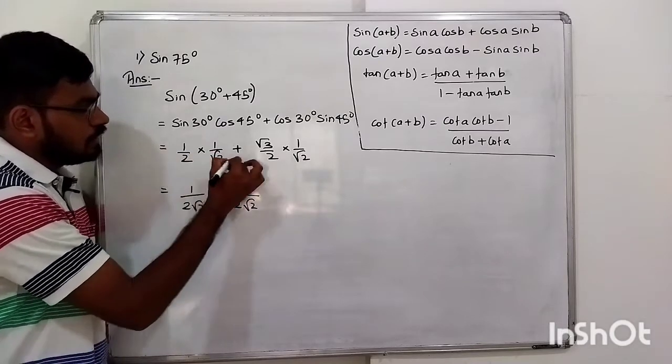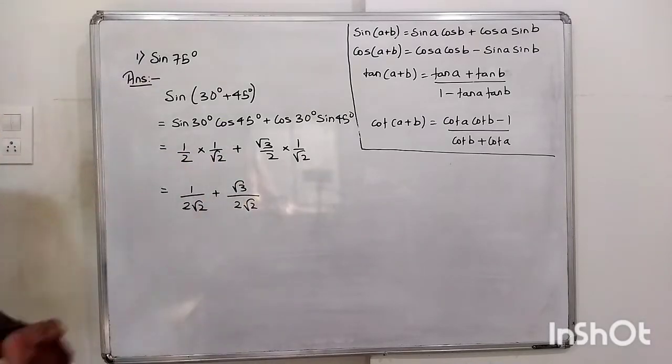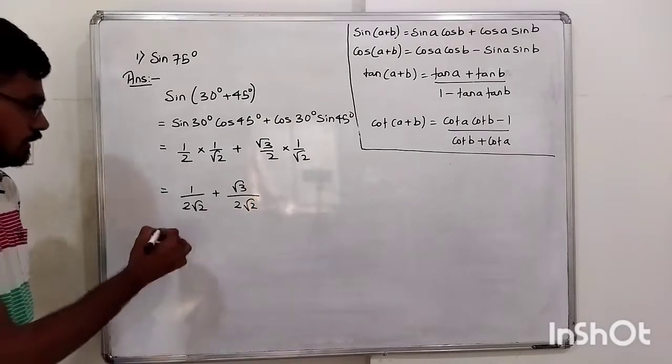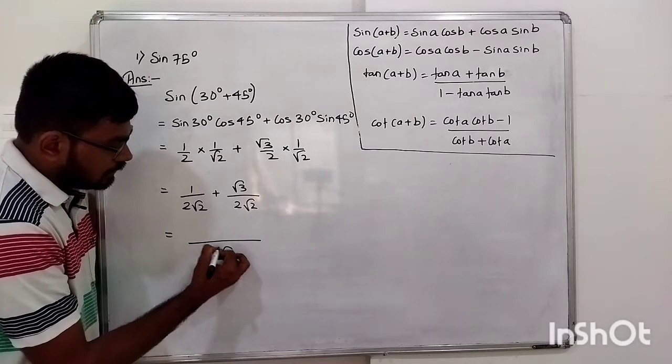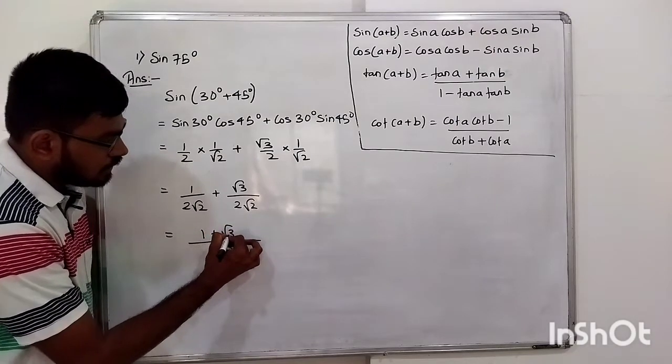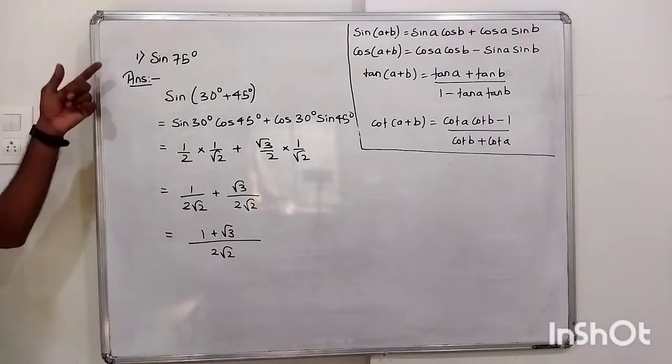We just multiply numerator and denominator here, same way here. Then since the denominator is the same, we take that denominator common and we write the numerator. So this is the answer of sine 75 degrees.